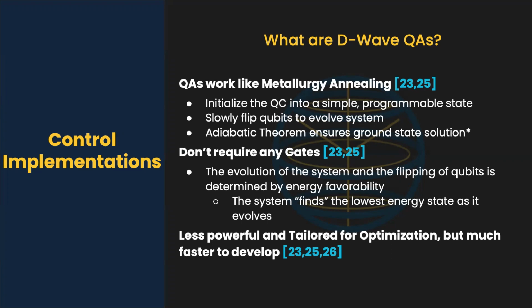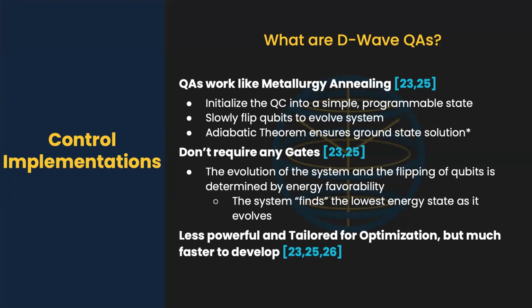So that asterisk there at the end of the adiabatic theorem point, it's basically just there because in theory, the adiabatic theorem would ensure that we always get to the ground state of our solution, but in practice, that's not necessarily always true. There can be some thermal excitations or just regular errors that quantum computers are dealing with. So that's not always true, and you sort of have to work around it, but yeah.